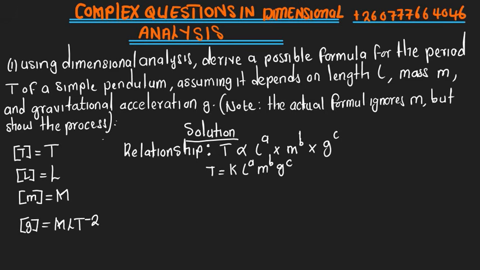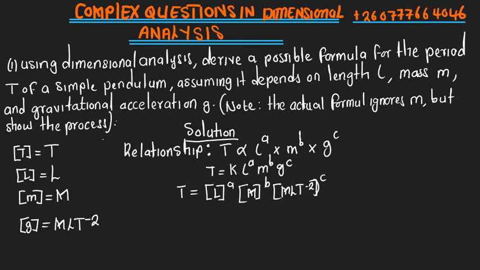We shall be using the same concept over and over again. Just make sure that you grab this simple concept. What are the dimensions of T? It's T, so I'm going to introduce a T there. Then because k doesn't have a dimension, I won't put it there. What are the dimensions of L? The dimensions of L is simply big letter L to the power A. What are the dimensions of mass? It's big letter M, and that is to the power B. What are the dimensions of g? The dimensions of g is M L T to the power negative 2, and that is going to be to the power C.